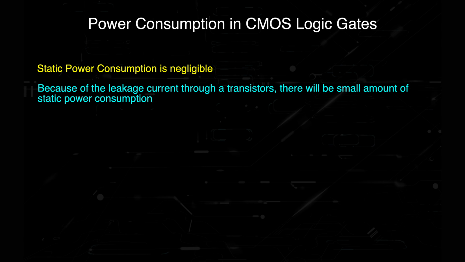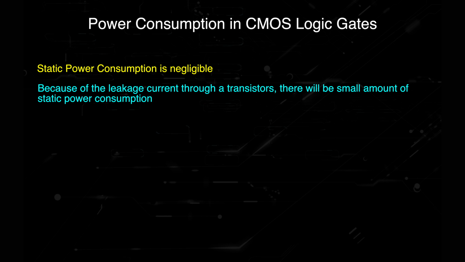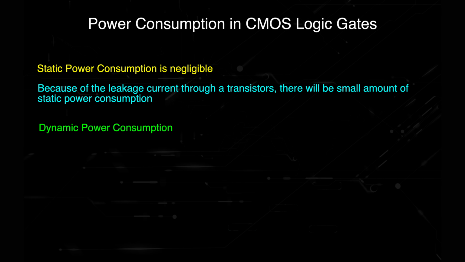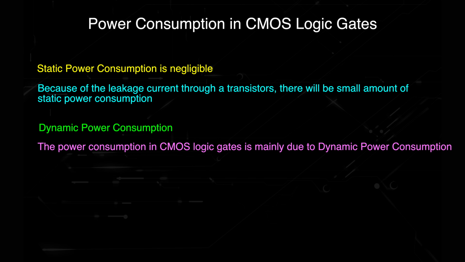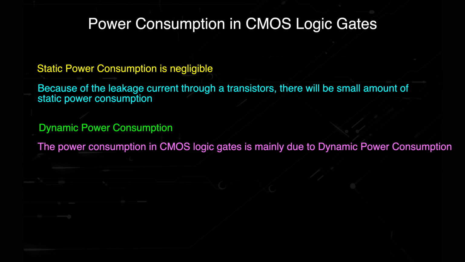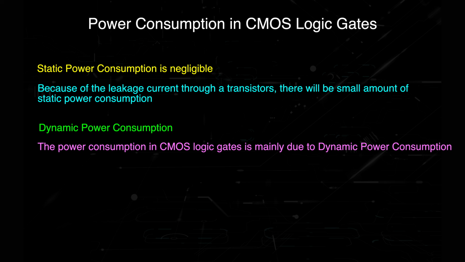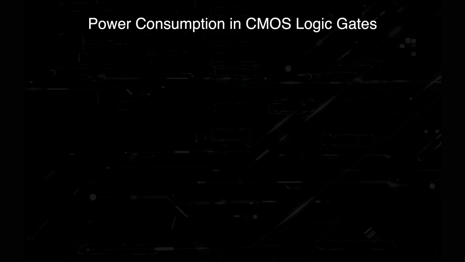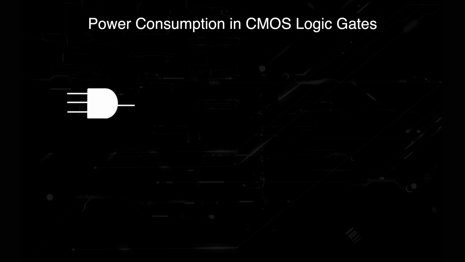Alright, so like I said earlier, there is almost no static power consumption in the CMOS logic gates. But actually, due to some leakage current through the transistors, there will be some static power consumption. But apart from the static power consumption, there will also be a dynamic power consumption in the logic gates. And compared to the static power consumption, this dynamic power consumption will be very high. And therefore, for the time being, we can assume that the static power consumption of the CMOS logic gate is almost negligible.